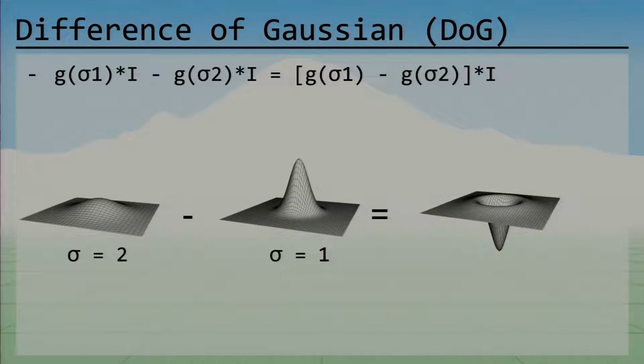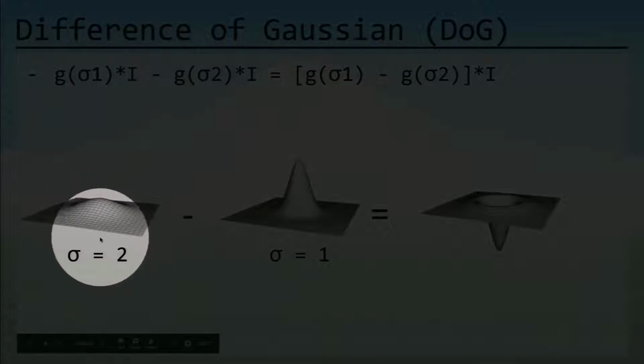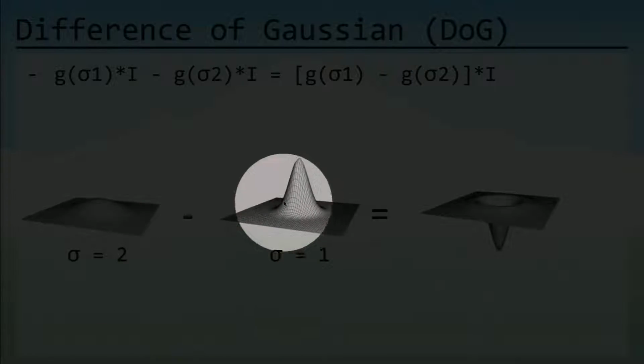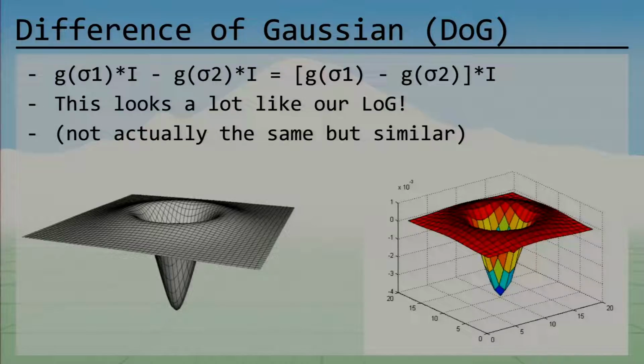So what does this difference of Gaussians actually look like in practice? We have here our Gaussian with a wider standard deviation or a larger variance. We have a more peaky Gaussian that has a lower standard deviation. And when we subtract one from the other, we basically are left with this same kind of structure that we were just looking at. It actually looks a lot like our Laplacian of Gaussians. It's not actually the same if you plot these things out. They're very minor differences, but in practice, they're doing very similar things.